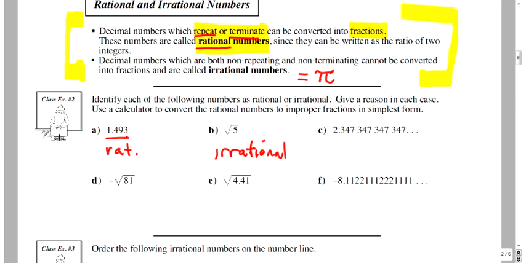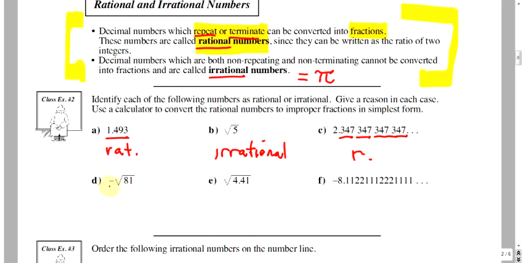Make sense? This key word is "or." It doesn't have to do both. Either or, then it's rational. Okay? If it doesn't do either, then it's irrational. Does this thing repeat? Yeah. Therefore, it's rational. I don't need a calculator for this one.